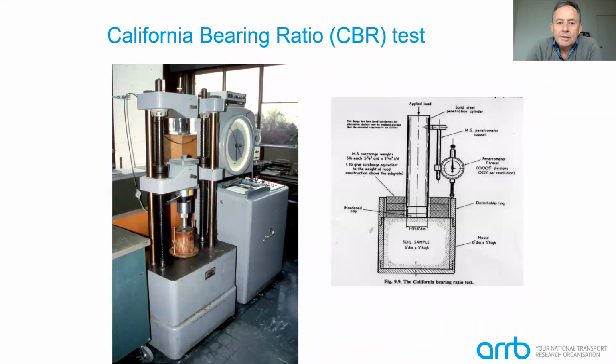So the key to the use of this chart is the California bearing ratio test that we discussed in weeks 1 and 2, where you prepare a specimen in a mold and apply a load with a plunger, and measure the load that's required for different amounts of penetration of the plunger into the material. So this is the key test for use of this design chart.